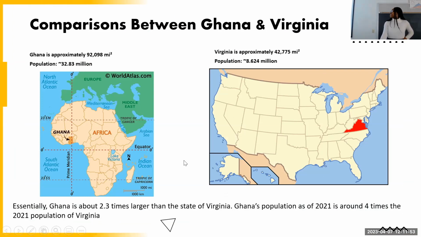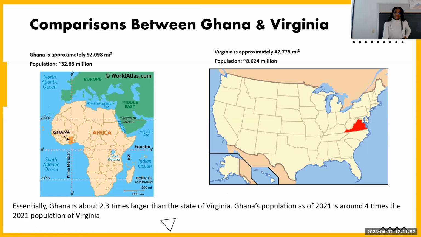Now, for some comparisons between Ghana and Virginia. Size-wise, Ghana is approximately 92,098 square miles, and our current population, as of 2021, is 32.83 million people. Virginia is approximately 42,775 square miles, and most recent population data, 8.624 million. Long story short, we're about twice the size of Virginia, and we have 4 times its population, to make a very long story short.